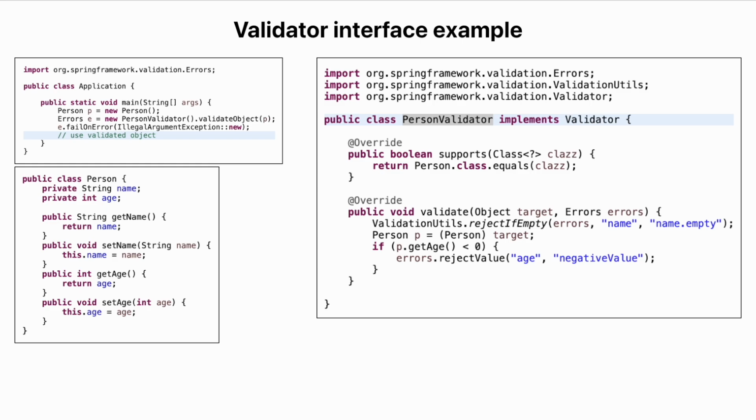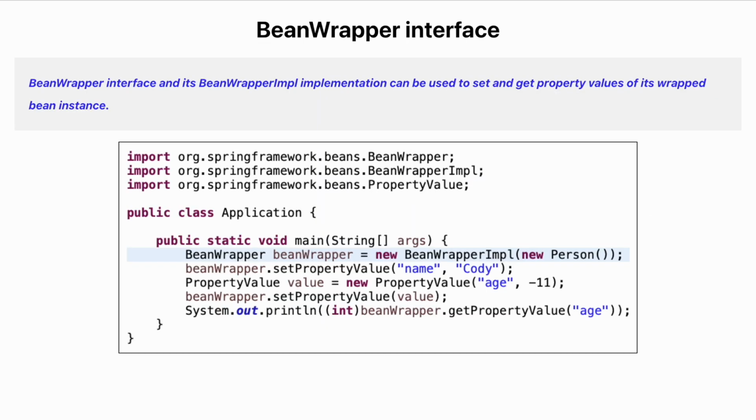If the object has validation errors, it will not throw any exception, but when we call the failOnError method on the errors object, then it will throw an exception when the person object has validation errors. BeanWrapper. The BeanWrapper interface and its BeanWrapperImpl implementation can be used to set and get property values of its wrapped bean instance.